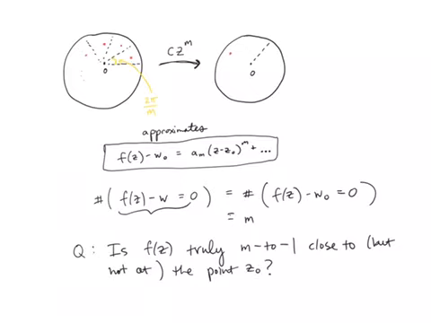And so this would give us somewhat more precise information about how the function is mapping near z naught, not just that counting the multiplicity, we have m solutions to f of z minus w equals 0, but that we truly have m distinct solutions to that. That would be stronger information. And it turns out that the answer to this question is yes.